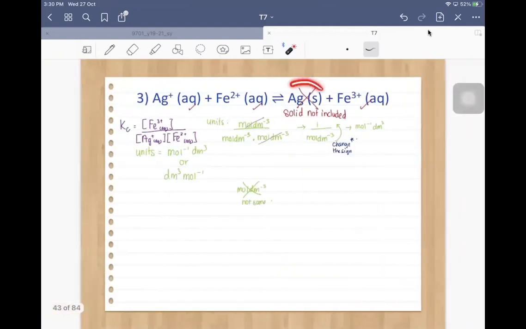Another thing to remember is that solid will not be included in your Kc expression, because also your Kp expression, solid will not be included, because Kc and Kp are based on concentration and partial pressure respectively, and we don't talk about the concentration of solid, nor we talk about the partial pressure of solid. Usually Kp would be for reactants and products that are in gas state.